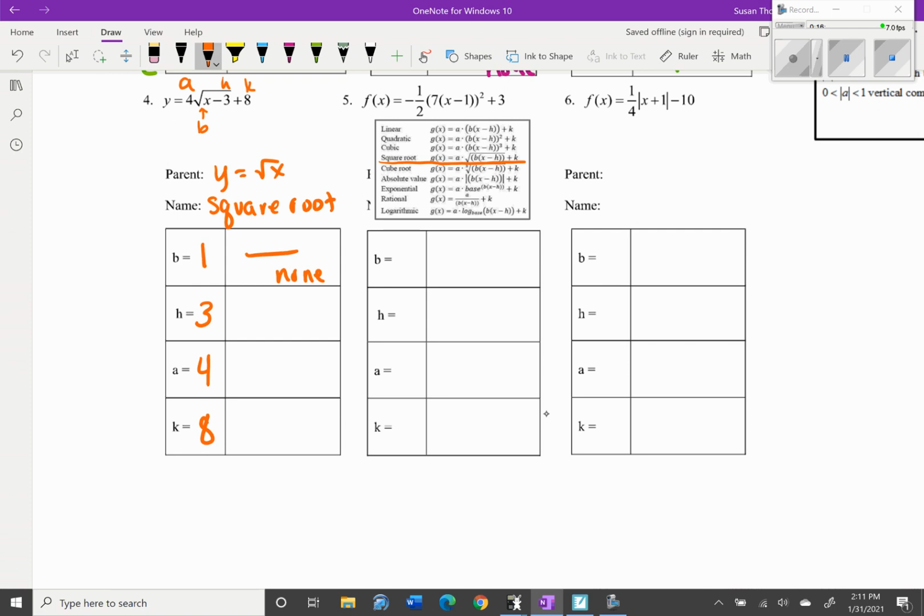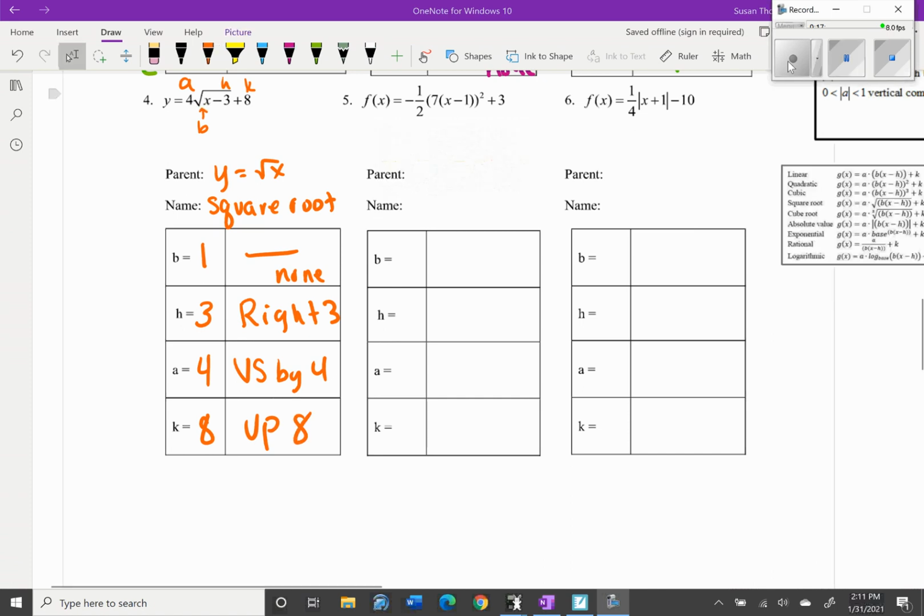For 3, that's going to move it right 3. 4 is my a value, so it's not less than 0, but the absolute value is bigger than 1, which is a vertical stretch by 4. And when k is 8, that moves our graph up 8 units.